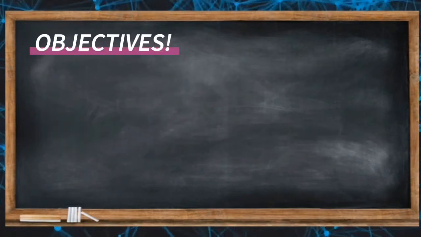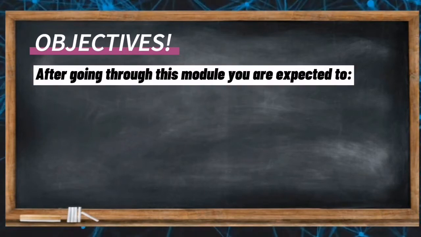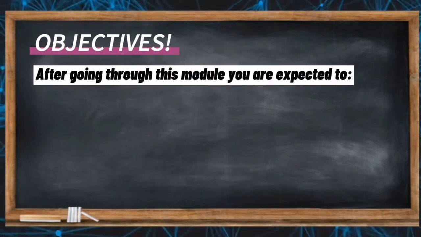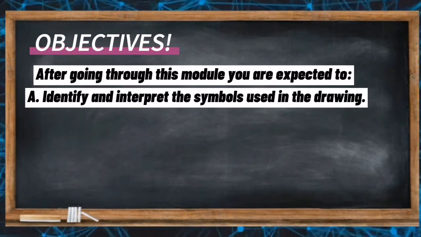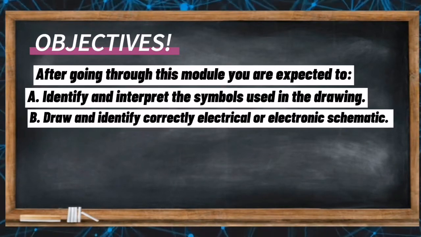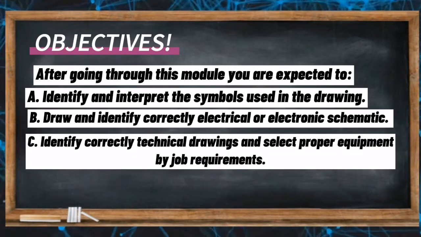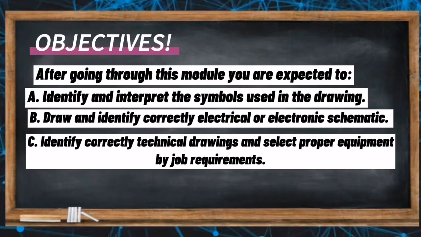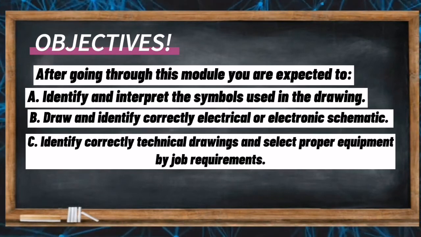And now, let's read our lesson objectives. After going through this module, you are expected to: A. Identify and interpret the symbols used in the drawing. B. Draw and identify correctly the electrical or electronic schematic. And last, identify correct technical drawings and select proper equipment by job requirements.